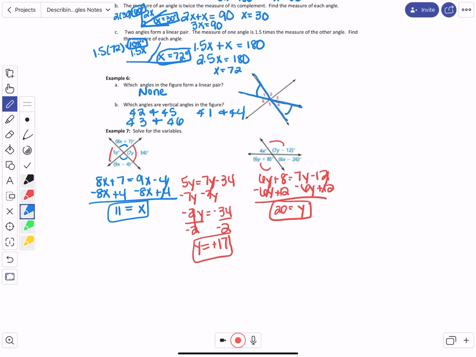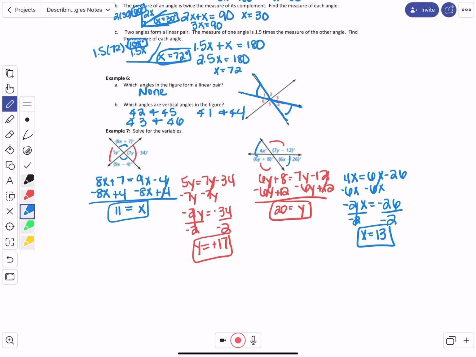And then if I solve for x, because I know these angles are equal, 4x equals 6x minus 26. Subtract 6x, and I'll get negative 2x equals negative 26. Divide by negative 2, and x equals positive 13. Okay, so you just set your parts equal that you know and solve.